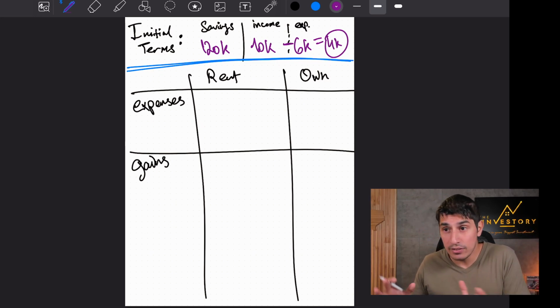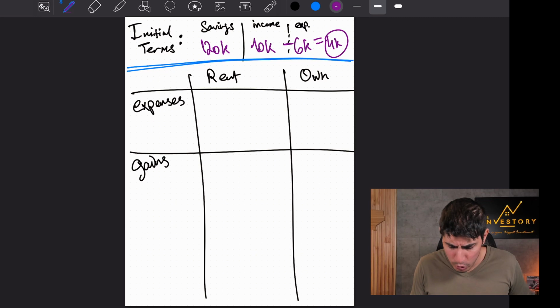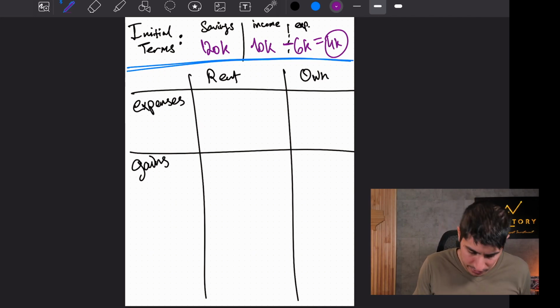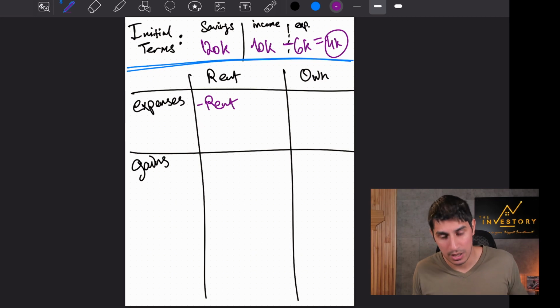Let's talk about what happens if we rent a place versus if we own a place with regards to expenses and gains. So what are the expenses of rental? Well, it's kind of easy. It's rent, right? So rent is expense number one, and then what is expense number two? You guessed it right, no expenses. So that's kind of the cool thing about renting a place. You don't have recurring expenses that are associated with your housing.